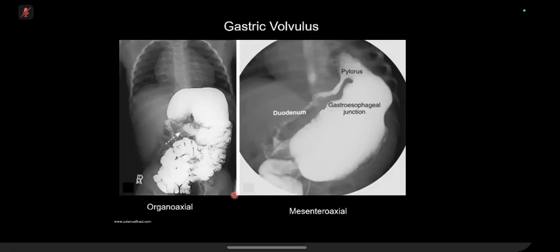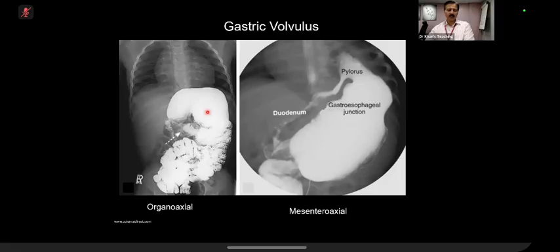So just to sum up, this one is a good example of organoaxial, which is not associated with a hiatus hernia. So remember that. On the other hand, this one is mesenteroaxial, where the pylorus is sitting up there, and then is the duodenum.